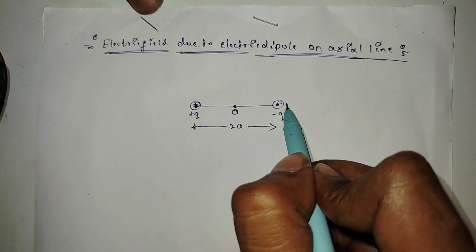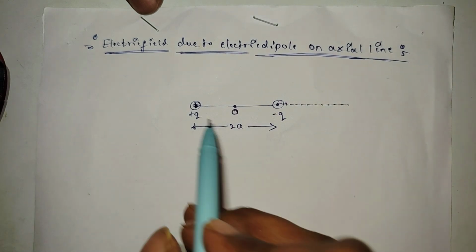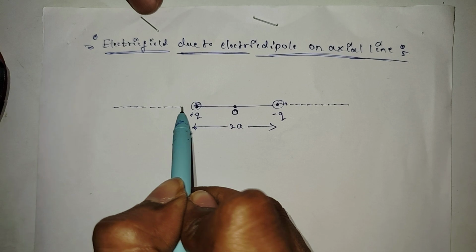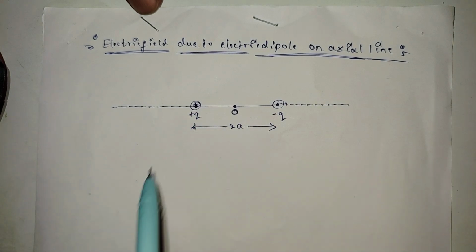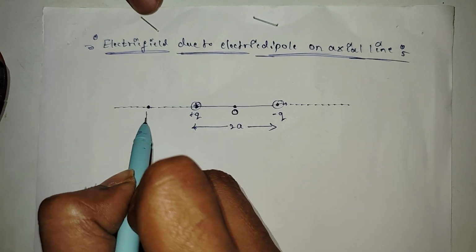Now, we have to extend the axial line. It is nothing but a straight line. On the axial line, we are considering a point P.